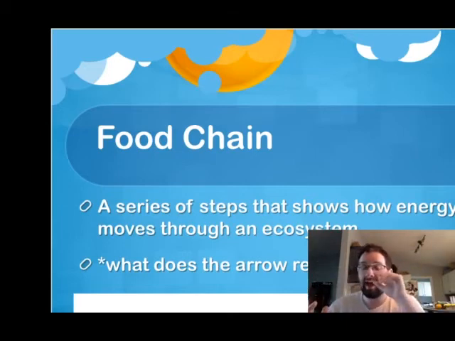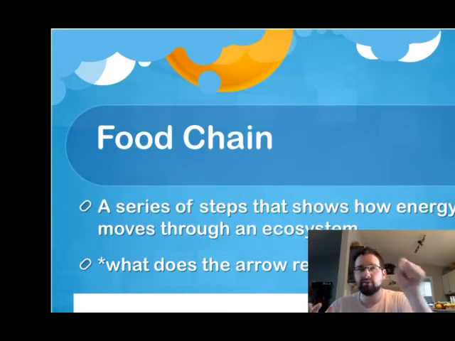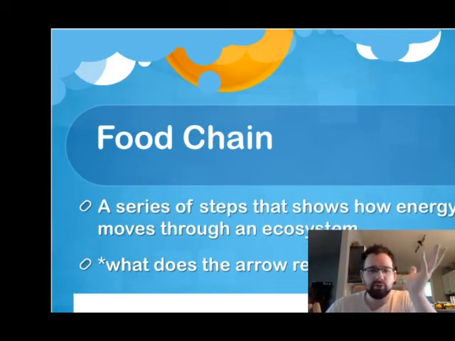An interesting thing happens as that energy flows. It's not as simple as this gets energy from this, and this from this, and it doesn't matter what level you're on. That's not true at all, okay? So it's a series of steps that shows how energy moves throughout an ecosystem, and the arrow represents energy flow.